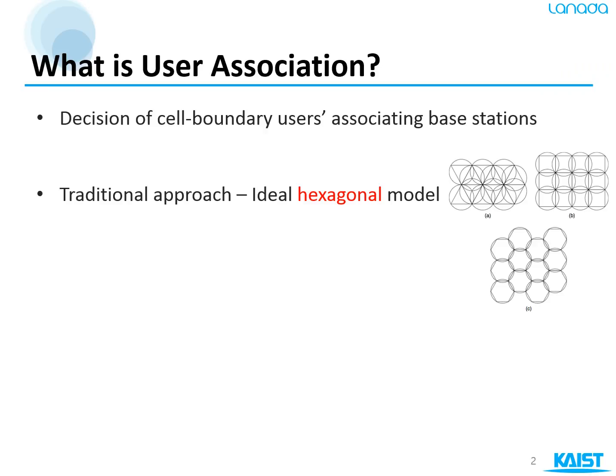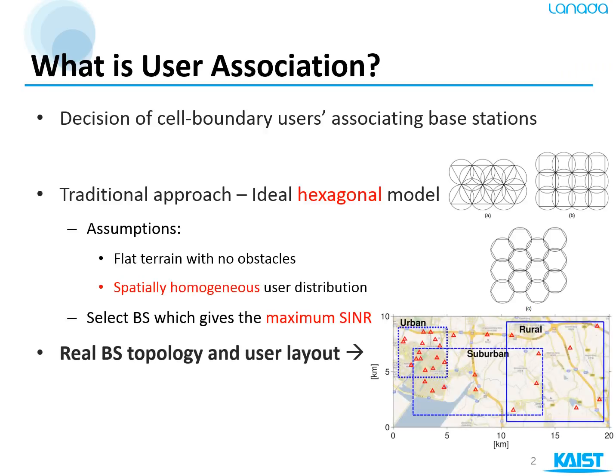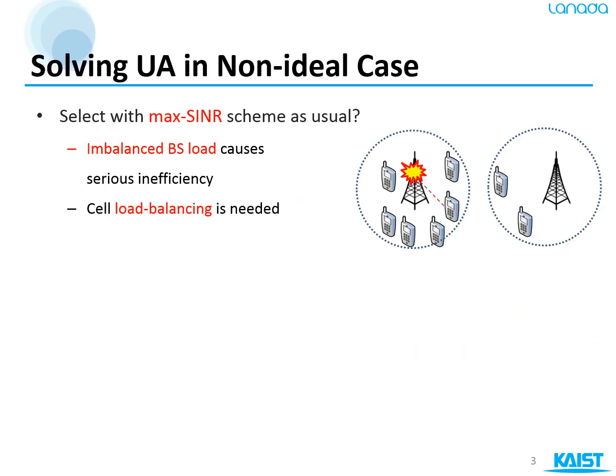The user association problem mainly focuses on the decision of cell boundary users to select the proper base stations. The traditional ideal hexagonal model suggests that selecting the base station which gives the maximum SINR gives the optimal performance. However, the real-life base station topology and user layout is far from this ideal model, and in this non-ideal case, when we simply select the base station which gives the maximum SINR, then the load between base stations may be imbalanced and it can cause a serious inefficiency in terms of performance.